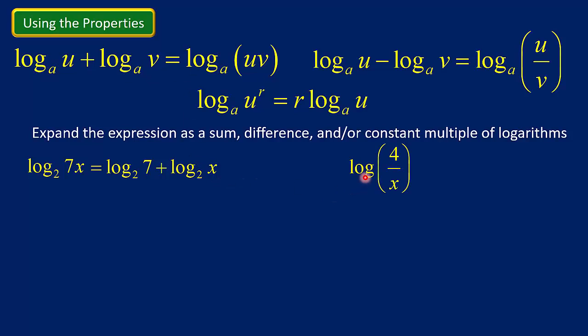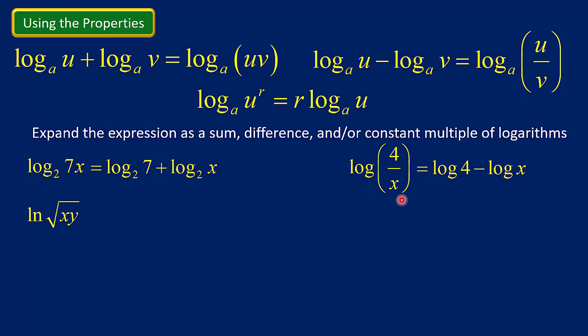We've got log base 10, this is a common log, of 4 over x. So we want to use this property, right? Because if we've got log of something, u over v, we can write it this way. So we just break it apart that way. Okay, now, here's one. The natural log of the square root of xy.